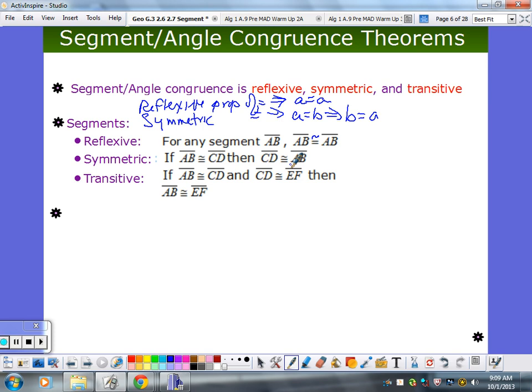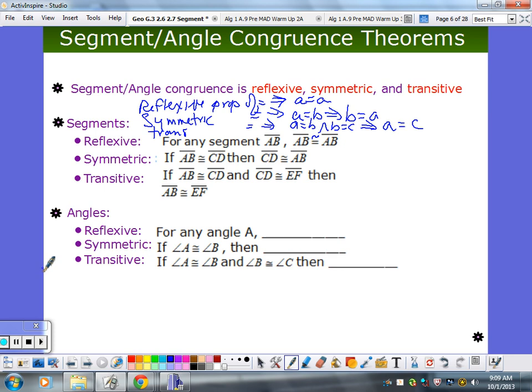Transitive. Again, remember for equality, that was if A equals B and B equals C, then A equals C. It's the same idea, but with congruence now. If AB is congruent to CD, and that same segment CD is congruent to another segment EF, then you can conclude that the initial segment AB is congruent to EF. Transitive property of congruence.